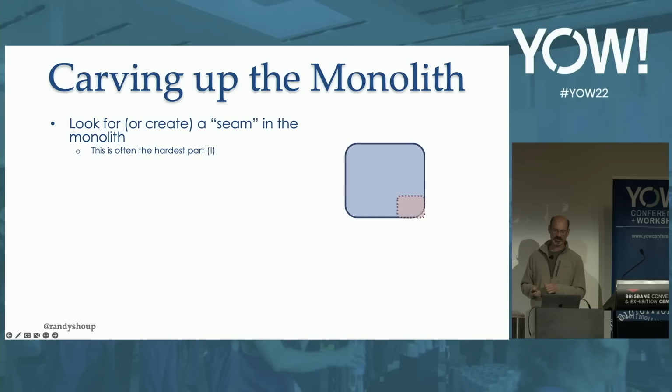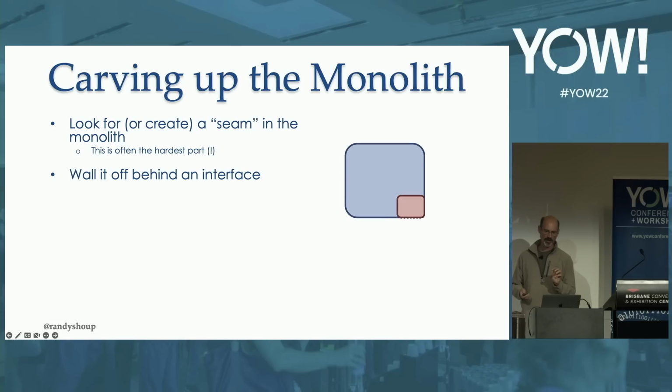So the first thing that we want to do is look for or create what's called a seam in the monolith. And I just love Michael Feathers in his Working Effectively with Legacy Code book talking about seams when we're doing migrations and reimplementations. And often it's the hardest part because we might actually have to do a bunch of work and refactoring in order to create this seam. But we found a seam for the particular area that we want to pull out. Now we want to wall that off behind an interface.